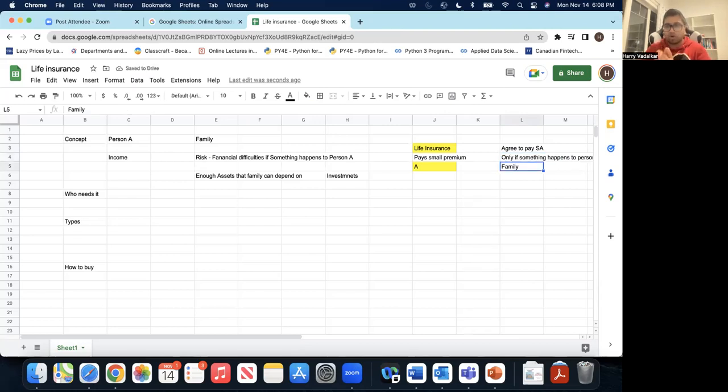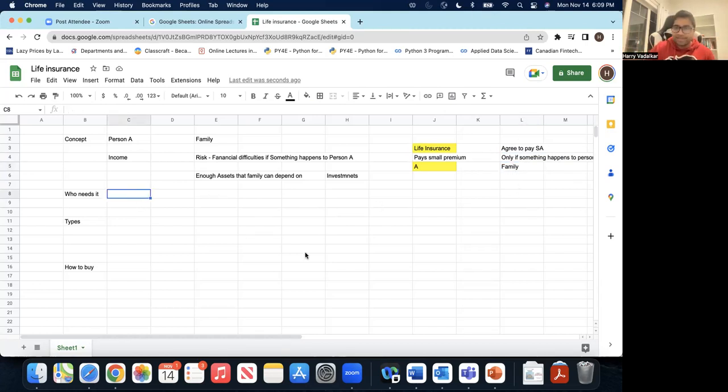You as a person pay small premiums and the company accepts those premiums. Once the company accepts them, they agree to cover you in case something happens to you, and they pay out a big financial benefit to the family. So this is the basic concept of life insurance.